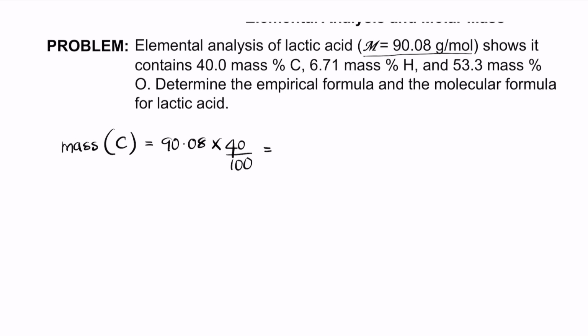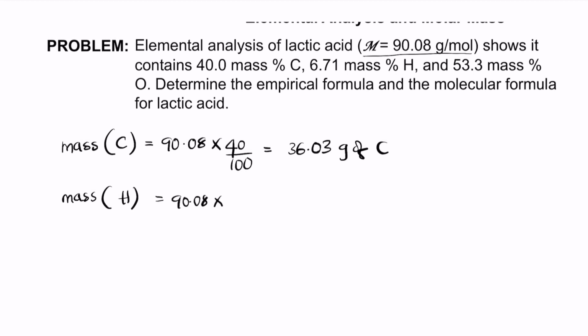So now let's try and calculate the mass of carbon. You have 90.08 times 0.4. So that gives you a mass of 36.03 grams of carbon.